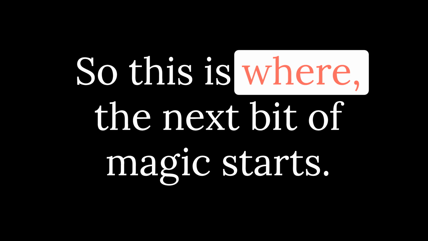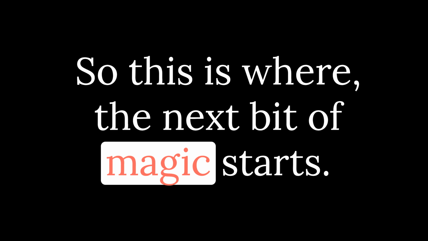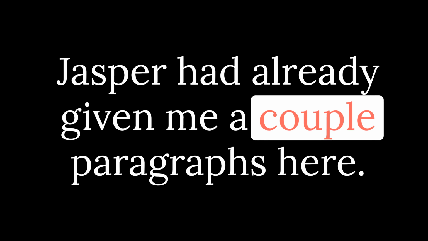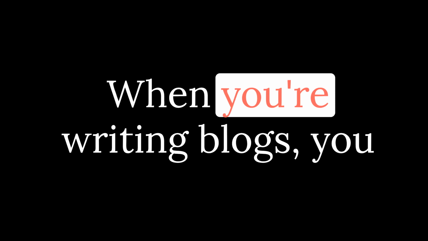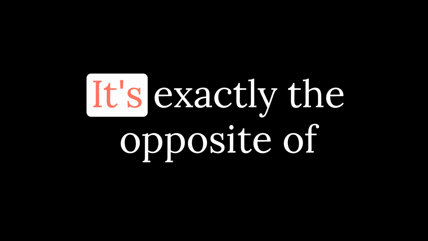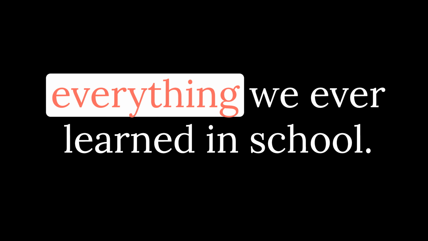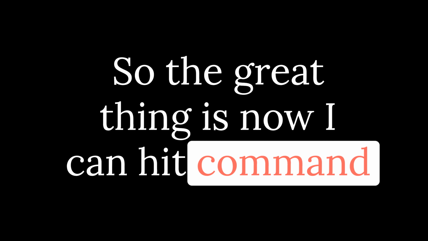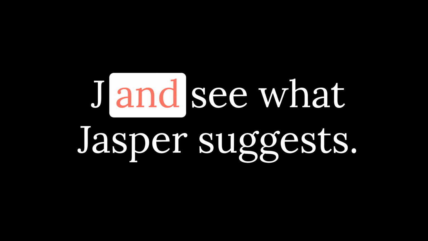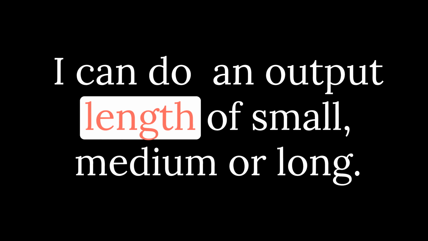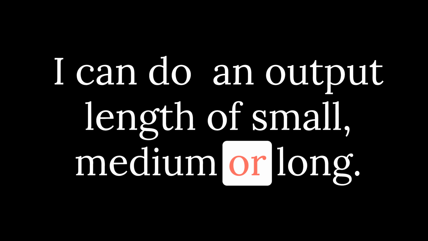So this is where the next bit of magic starts. Jasper had already given me a couple paragraphs here. When you're writing blogs, you want to keep your paragraphs short, like 1 or 2 sentences. It's exactly the opposite of everything we ever learned in school. So the great thing is now I can hit Command J and see what Jasper suggests. I can do an output length of small, medium, or long.